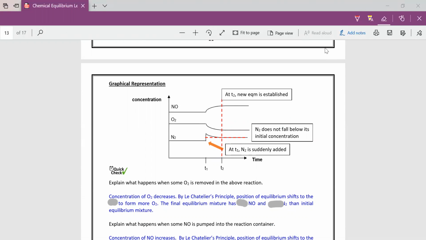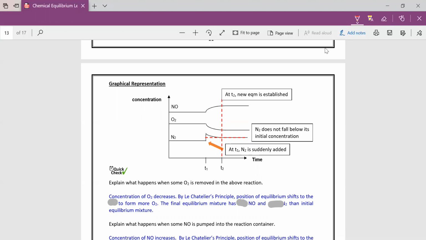Sometimes the question is going to give you a graph, and they will ask you what has been changed at time t just based on the graph. Assuming that you do not know that N2 was added, just by looking at this graph and seeing how the equilibrium shifted and how the concentration of the various species has changed, would you be able to know that it is N2 that is being added? It's actually quite simple.